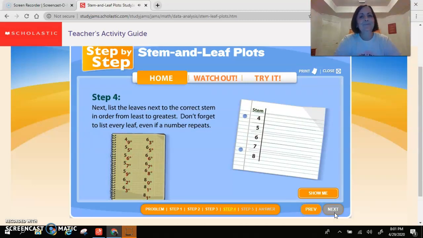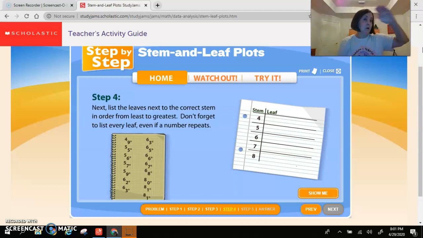Next, list the leaves next to the correct stem in order from least to greatest. Again, don't forget to list every leaf, even if a number repeats. So the stems are organized in order from least to greatest, and the leaves are going to go horizontally in least to greatest order. So let's see how that's done. Write out each leaf next to its stem, left to right, smallest first.